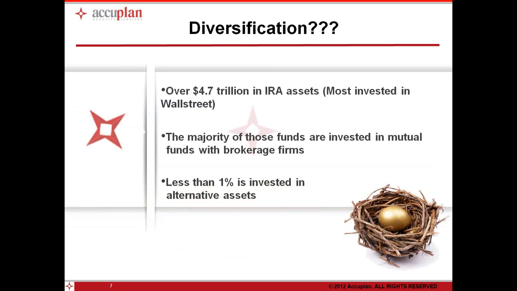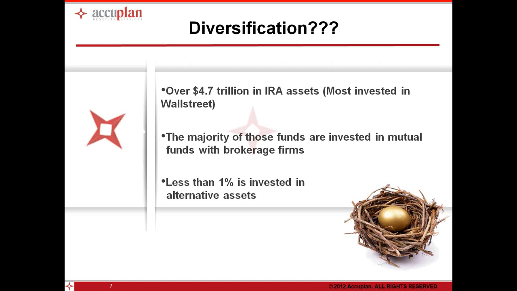Diversification is key. Of the over $4.7 trillion in IRA assets, most are invested in Wall Street. So once again, we definitely have to start thinking outside of the box and truly diversify our investment portfolios. The majority of those funds are invested in traditional investments such as mutual funds, CDs, annuities, and so on and so forth.